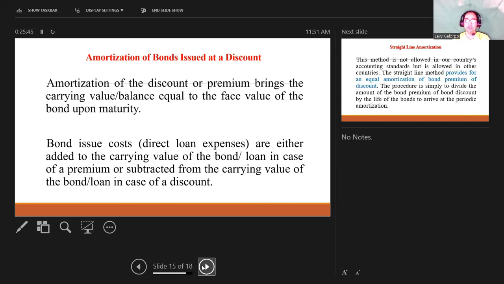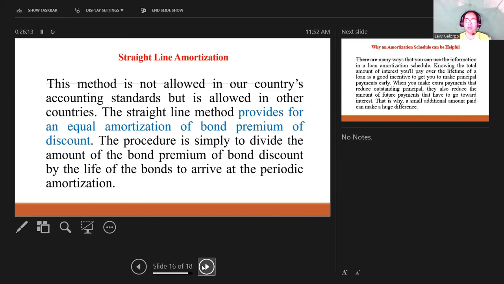So, remember, amortization of the discount or premium brings the carrying value or balance equal to the face value of the bond upon maturity. Bond issue costs or direct loan expenses are either added to the carrying value of the bond or loan in case of a premium or subtracted from the carrying value of the bond or loan in case of a discount. So, this is straight line amortization. This method is not allowed in our country's accounting standards but is allowed in other countries. The straight line method provides for an equal amortization of bond premium or discount. The procedure is simply to divide the amount of the bond premium or bond discount by the life of the bond to arrive at the periodic amortization.